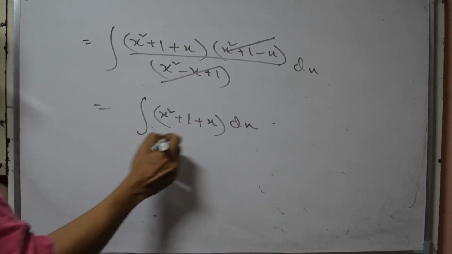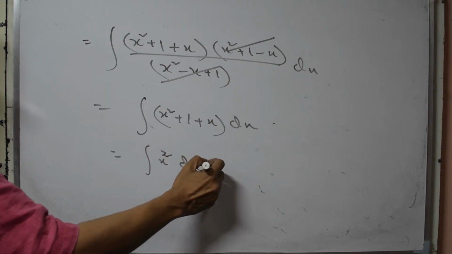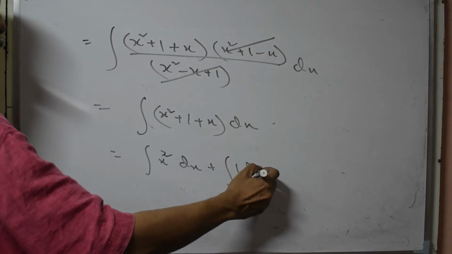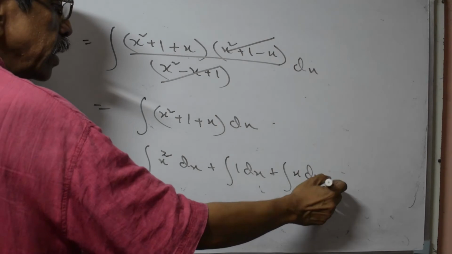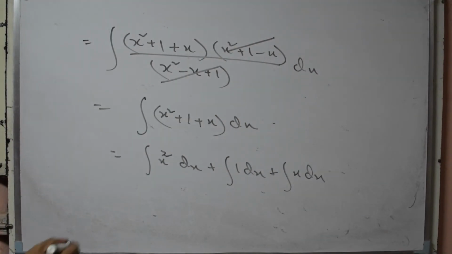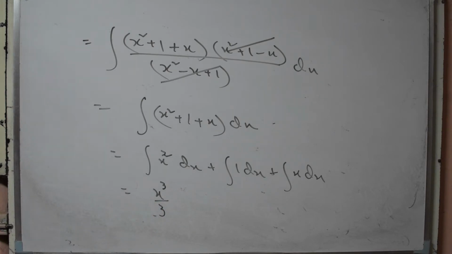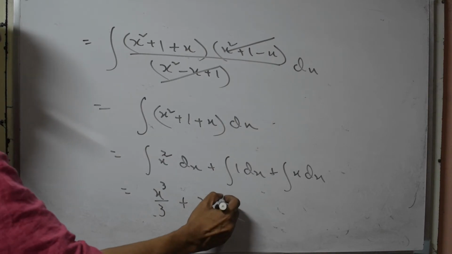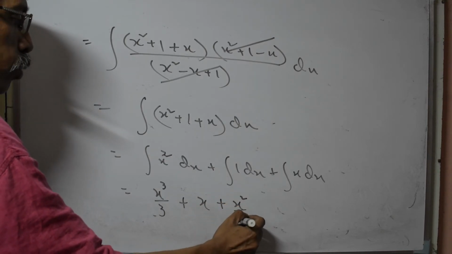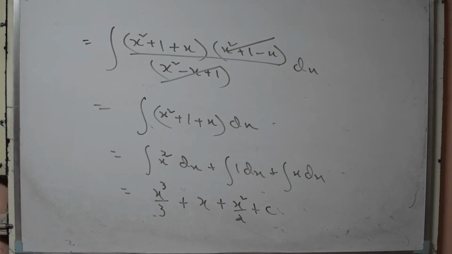We will separate it: x square integration dx, then plus 1 dx, and the last one is plus x dx. We have just seen that x square will be x to the power 3 by 3, because 2 plus 1 by 2 plus 1, plus the integral of 1 dx, which is x, and plus x, which is x square by 2, because 1 plus 1 by 1 plus 1, plus c. So this is the answer to this question.